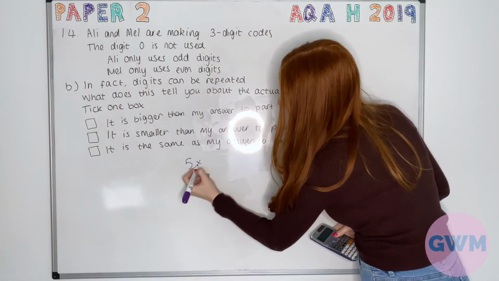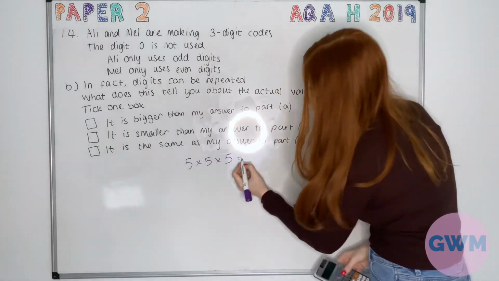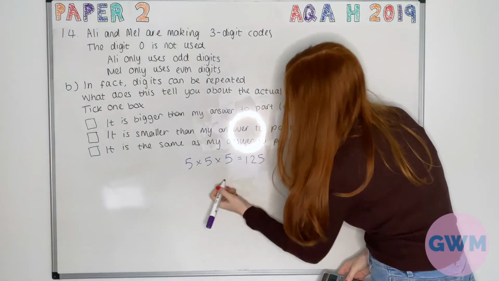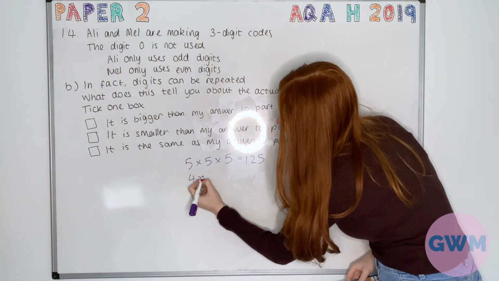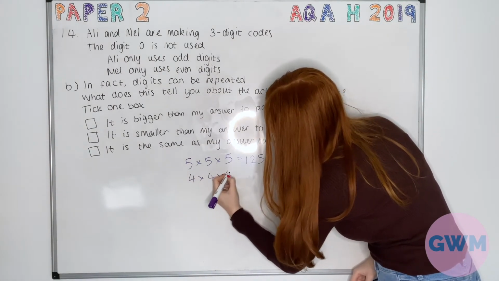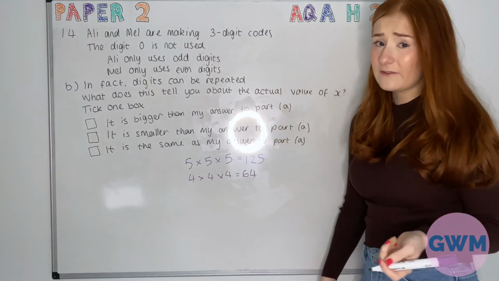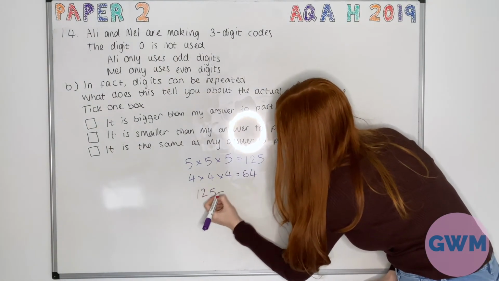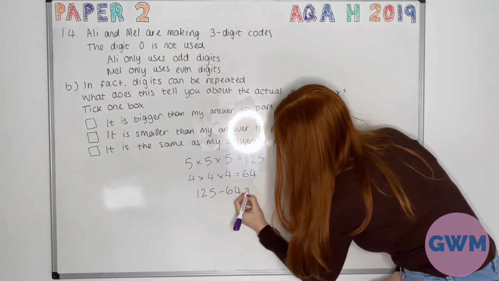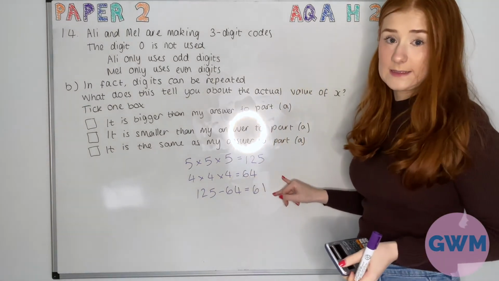So the amount that Ali can now use is 5 times 5 times 5, 5 cubed, 125. And Mel, remember she only has 4 numbers, so she can only do 4 times 4 times 4, 4 cubed, 64. And therefore we can just work out what the actual value for X is, which is 125 minus 64, which is 61. So the actual value of X is 61.